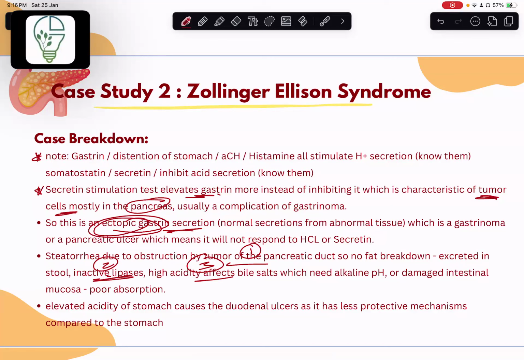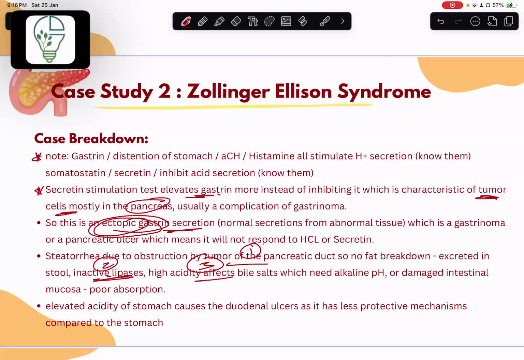And the last problem is damaged intestinal mucosa. Either enterokinases or brush borders are damaged and cannot activate. Oh, I'm sorry, this doesn't relate, that's for proteins. But if the brush borders are damaged, the microvilli are damaged, there is poor absorption. The surface area of absorption decreases so much that you cannot absorb the lipids, so they get excreted in stool.